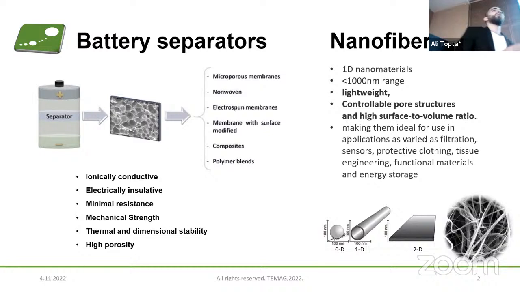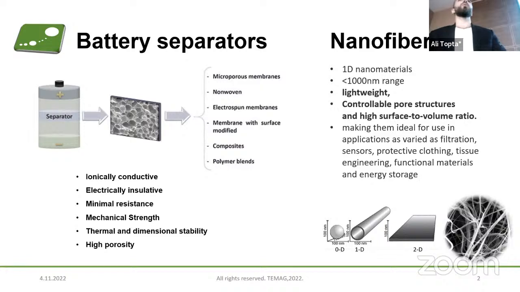Mainly, this porous structure should be ionically conductive and electrically insulating, while it should provide minimal resistance for the ion movement between the anode and cathode. Also, it should show high mechanical and thermal stability with high porosity. It can be either polymer blends, composites, nonwovens, or it could be nanofibrous. And that's what we have done. We have made them from nanofibers.